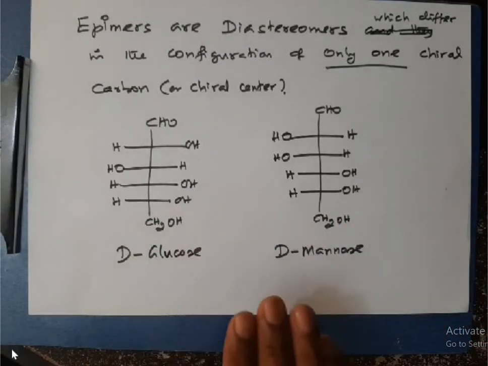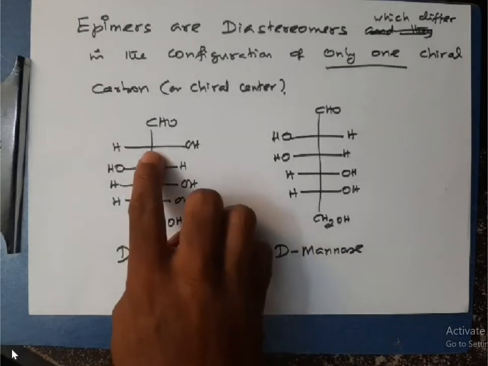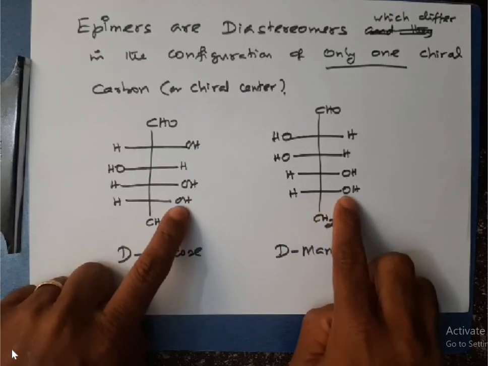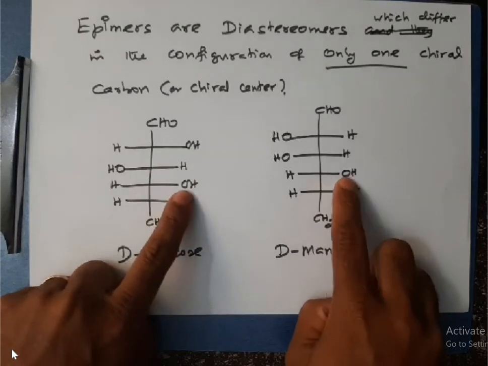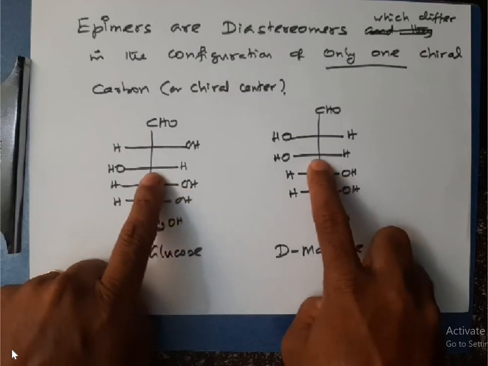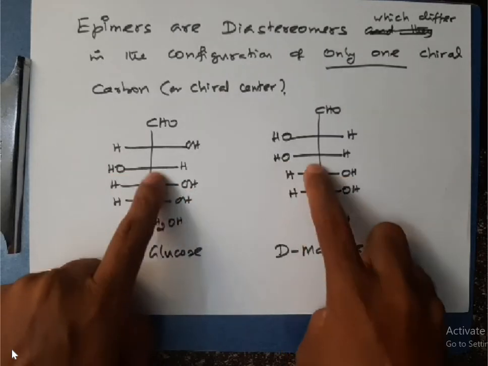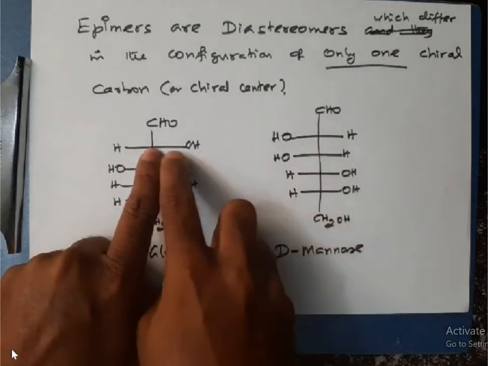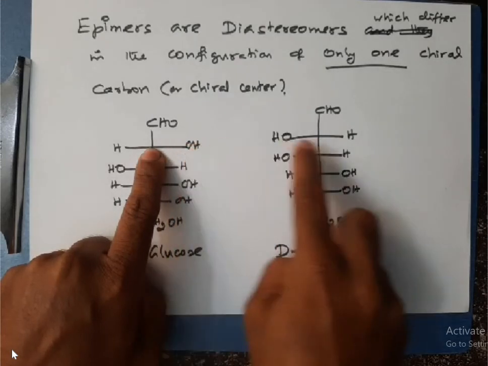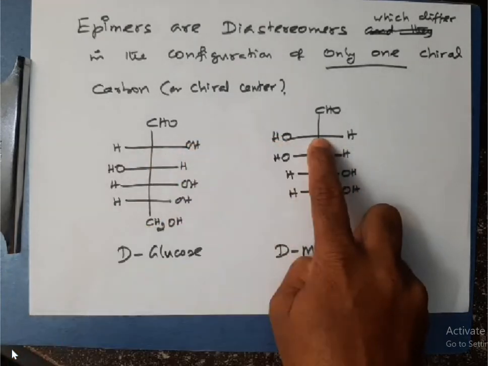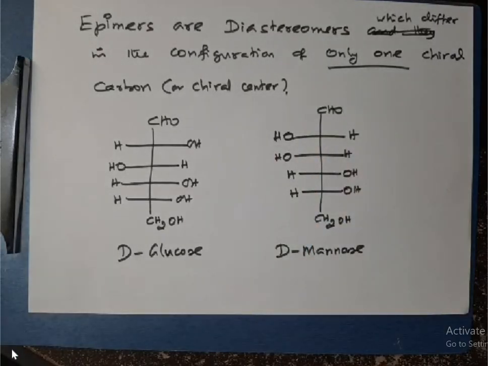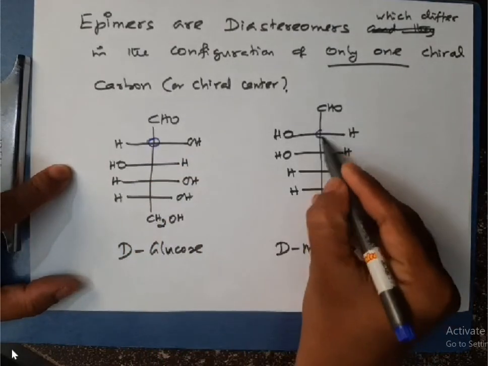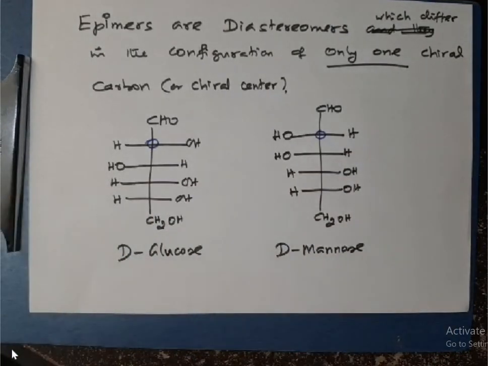These two compounds, see the chiral centers. This chiral center, OH group right, OH group right. Then the next chiral center, OH group right, OH group right. The next chiral center, OH group left, OH group left. So up to this, everything is same. Whereas see this chiral center, in this molecule the OH group is in the right hand side, whereas here the OH group is in the left hand side. So they differ only in one chiral center, am I right? All chiral centers have same configuration, but only in this chiral center the configurations are different.